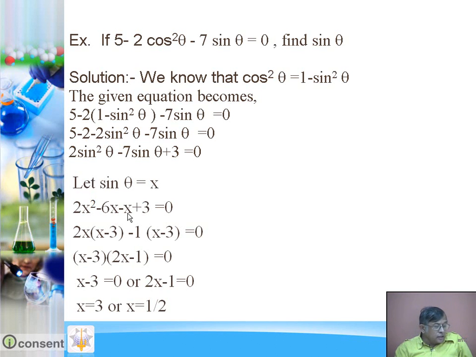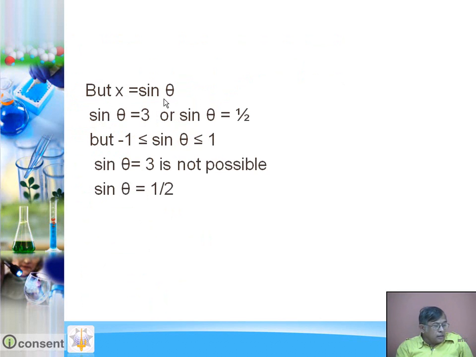So we got the factors as x minus 3 and 2x minus 1 equal to 0. So x minus 3 equal to 0 or 2x minus 1 equal to 0, and x is equal to 3 and x is equal to half. But x is equal to sin theta. So sin theta is 3 or sin theta is equal to half.